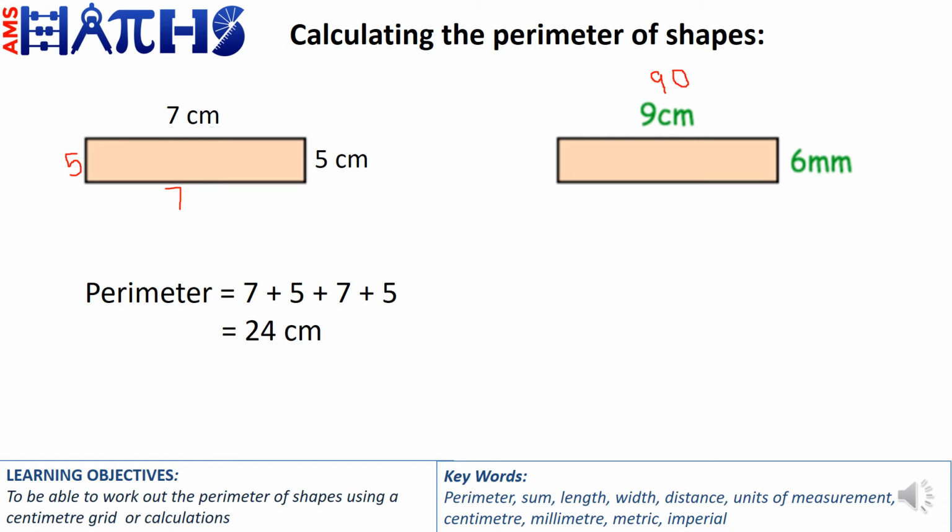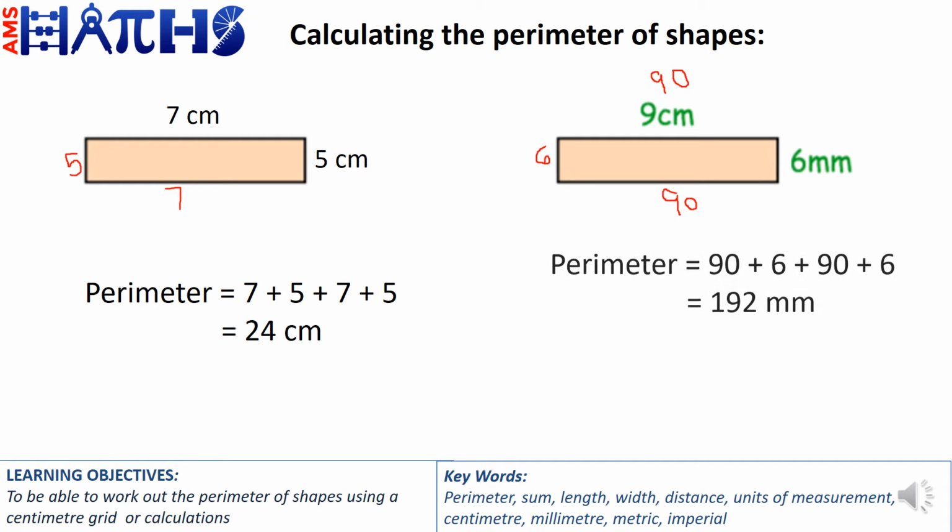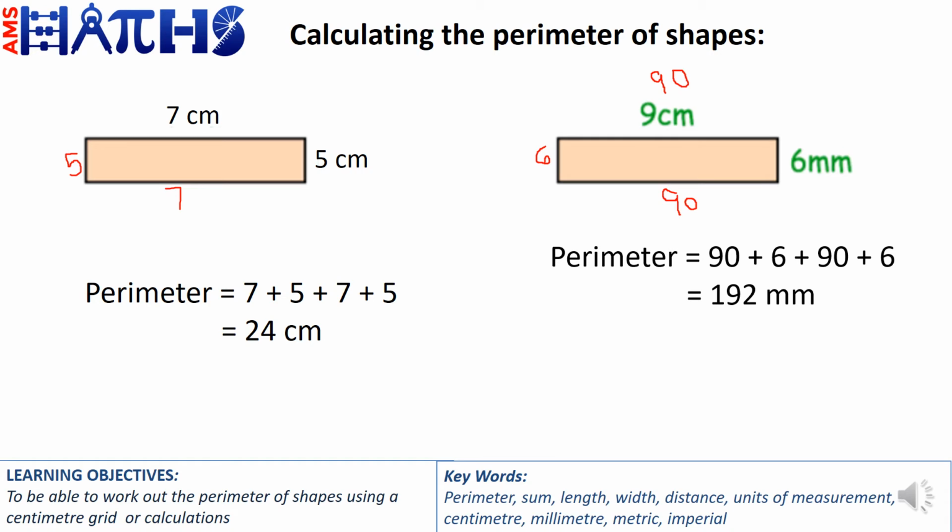Again, the opposite sides of a rectangle are equal, so it means this length is 6 millimeters and this length is 90 millimeters. Now that we have the lengths, we can calculate the perimeter. So we add them together and get a total of 192 millimeters.